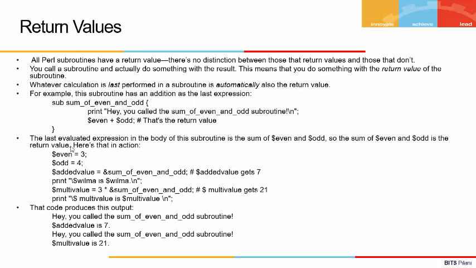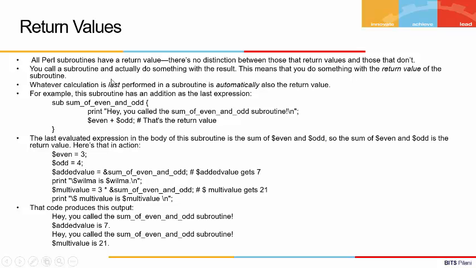Now we'll go further. This is one of the important parts: returning values. What is it actually returning once the subroutine has been executed? What is the return value? All Perl subroutines have a return value, so that is also important. And there is no distinction between subroutines that return values and those that don't. There is no difference between them.